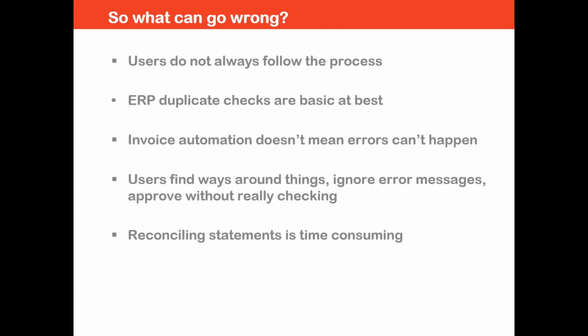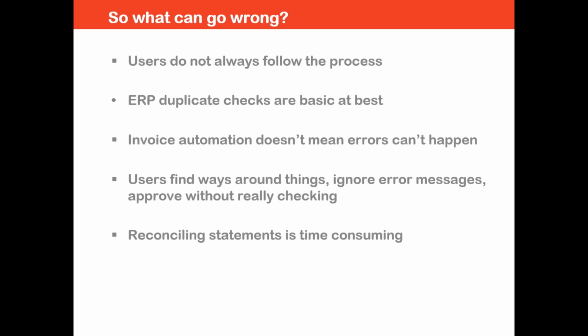So what can go wrong? We've got all of that stuff in place, but what can go wrong? Users do not always follow the process. Same, you could say that in AP. Not all AP users follow the process. They might try workarounds to get systems up, to get invoices on. But typically it's business users. They're not doing their part of the process correctly, and therefore you have problems when the invoices come into AP.